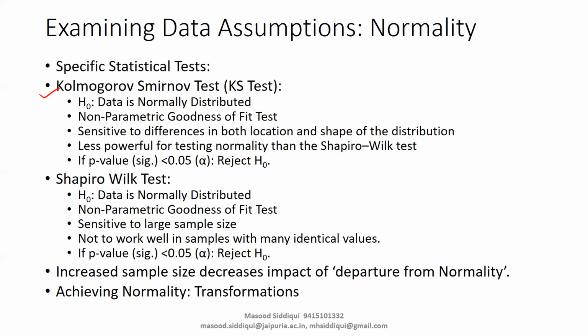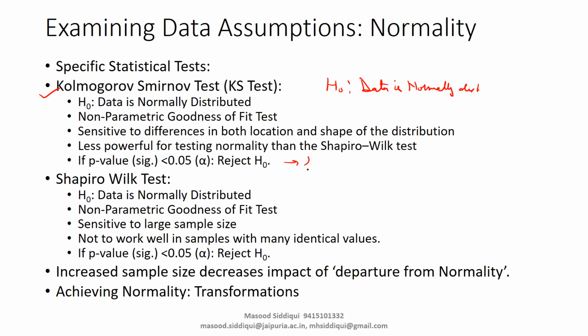These two tests are the Kolmogorov-Smirnov test and the Shapiro-Wilk test. Both tests have the hypothesis that our data is a good fit for a normal distribution, that our data is normally distributed. Both have their own merits and demerits, which are mentioned in the notes also.